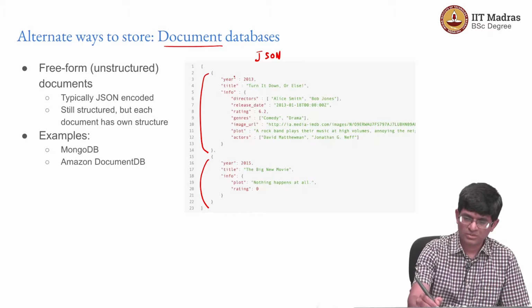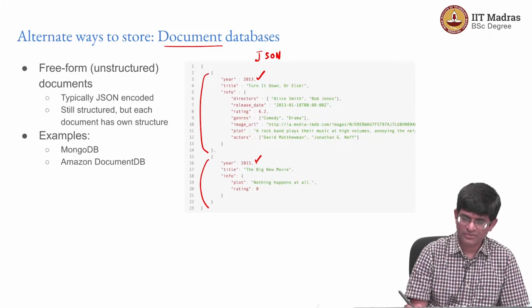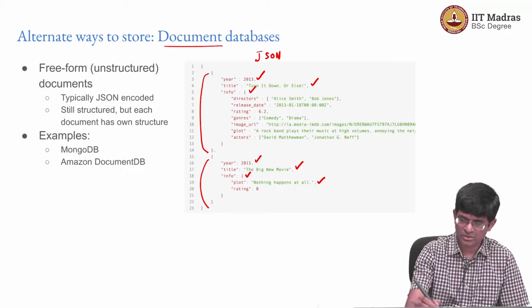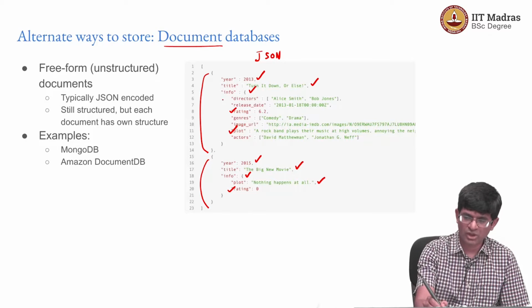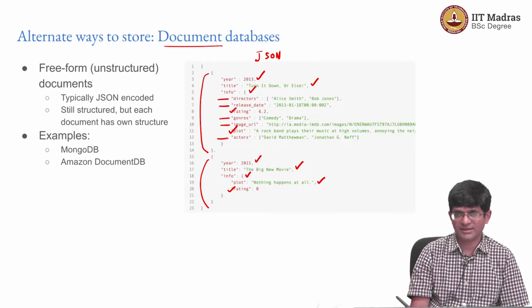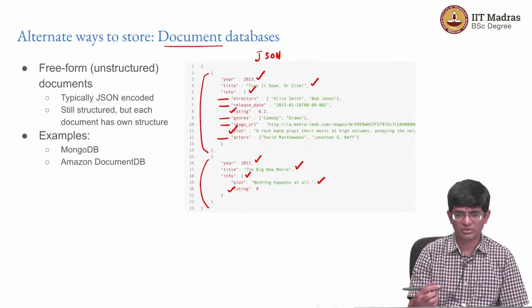Okay. So the year is common to both of them, the title is also common to both of them, and in fact the info is also common, but within the info we find that plot is, yes, also common to both of them, the rating also happens to be common. But what are all these other entries, right? One of them has it, the other doesn't. Okay. Now, a document database basically says that this is perfectly fine. I can have different entries being stored as documents inside this database, right?